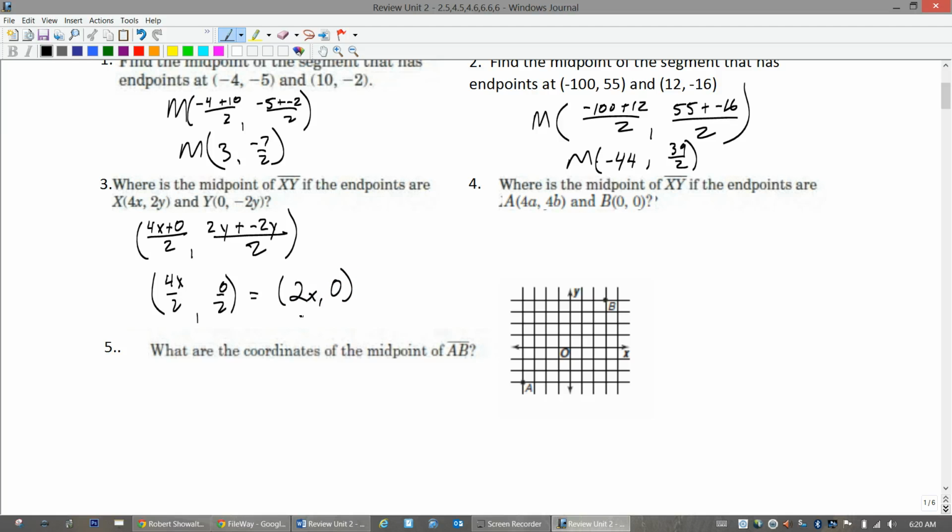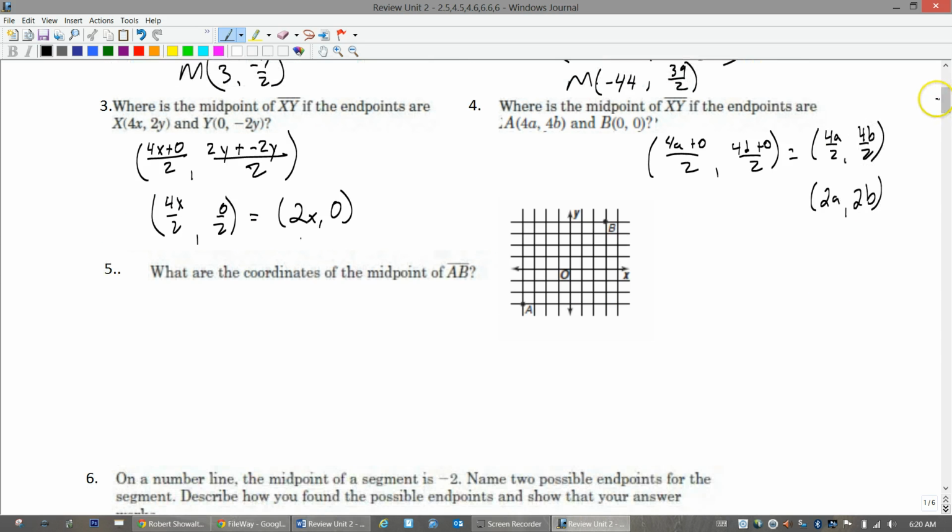Okay, here we go. What's the midpoint if the endpoints are those things? Similar situation, but a little bit weirder, still kind of a weird setup. So, average of the x's, 4a plus 0 over 2, and average of the y's, 4b plus 0 over 2. You get 4a over 2 and 4b over 2, and then we reduce it. So it's 2a and 2b. 4 over 2 is 2.